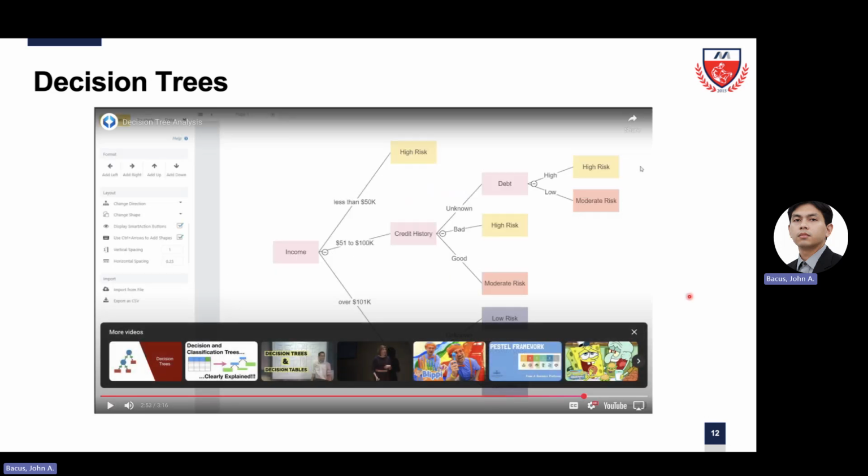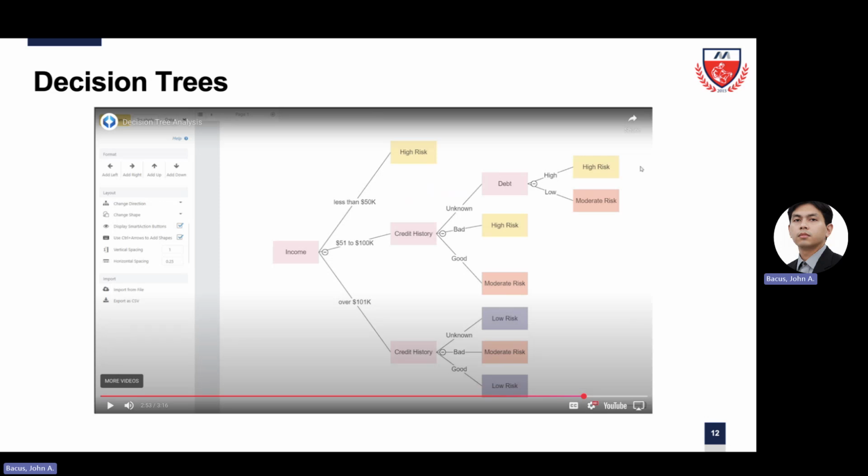So it is stuck here, the leaf nodes. As mentioned, you continue assessing the customer based on his or her credit history, and under the credit history, does he or she have a high risk of credit history, or good credit history, or unknown? If unknown, how much is his debt?